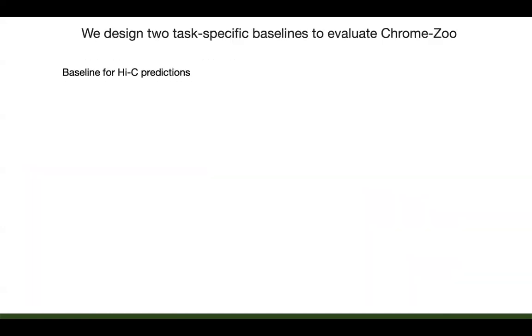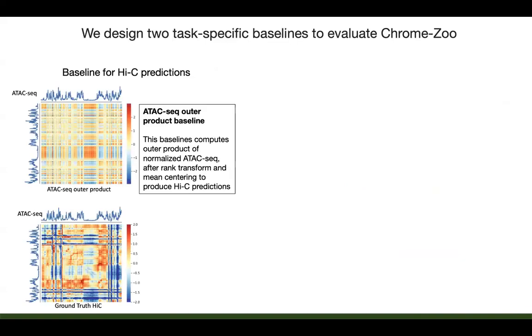Once we have trained the chromzoo model, we need to compare it to sensible baselines. And for this purpose, we designed two task-specific baselines. First, for Hi-C predictions, we compute the outer product of ATAC-seq tracks after some normalization and use that as a baseline. This baseline captures regulatory interactions within A and B compartments.